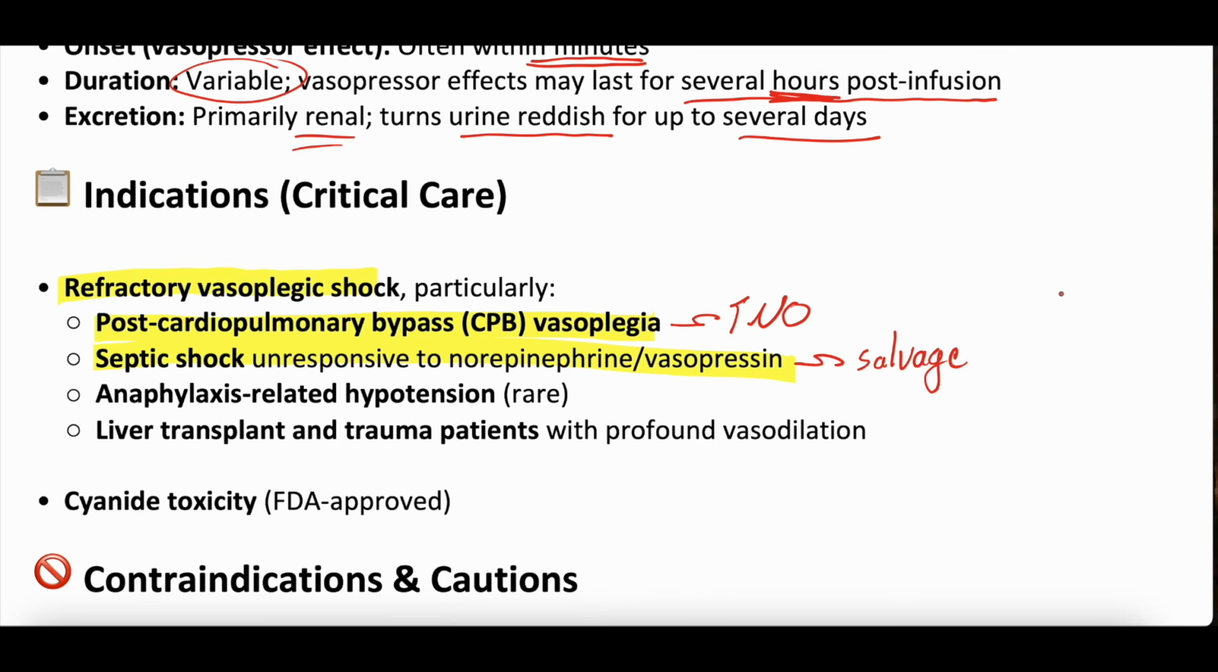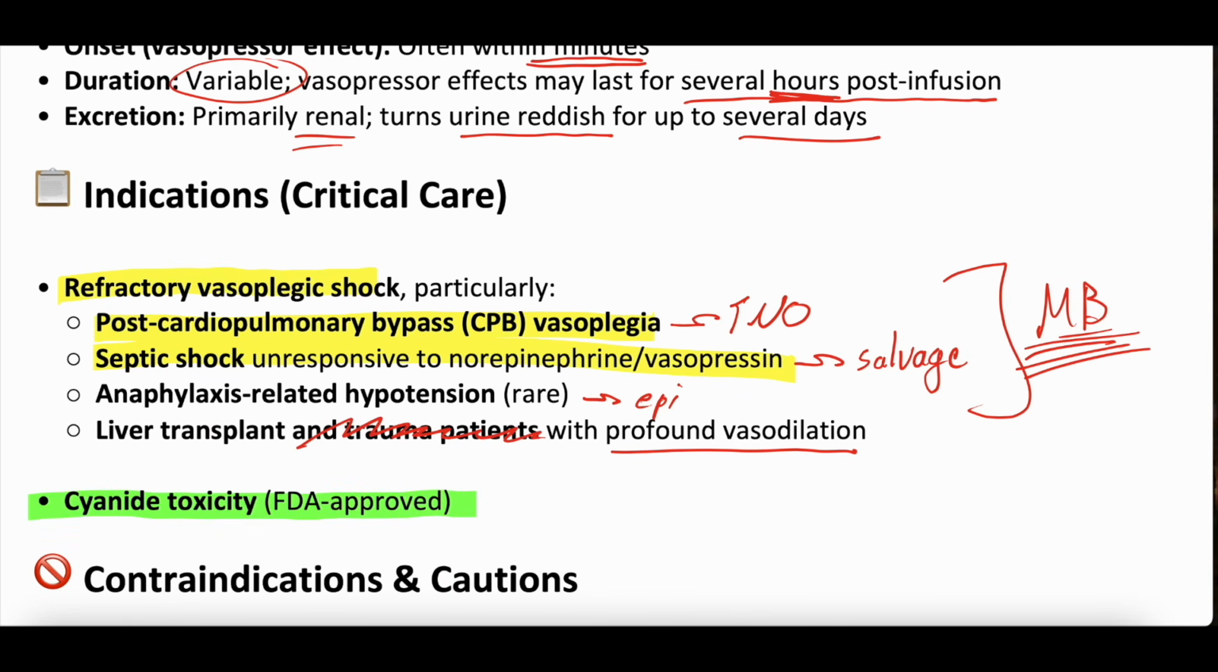This is off-label use. Anaphylaxis-related hypotension, this is something people are starting to think more about. So if you give epinephrine multiple times, put them on a drip for patients in anaphylactic shock and they still have hypotension, you could consider trialing hydroxocobalamin. A lot of these, if you notice, are very similar to the indications for methylene blue, which again is something we've talked about as well. Liver transplant and trauma patients with profound vasodilation, something to think about. It hurts our soul to see trauma patients on there, but supposedly out in the world, people are thinking about that. Cyanide toxicity is what hydroxocobalamin is FDA approved for.